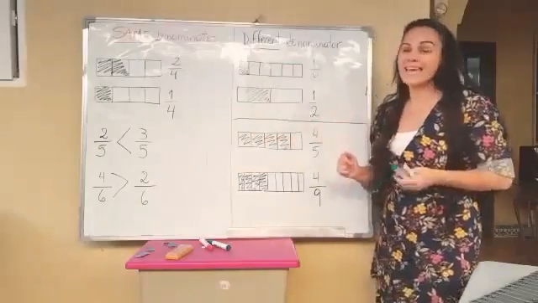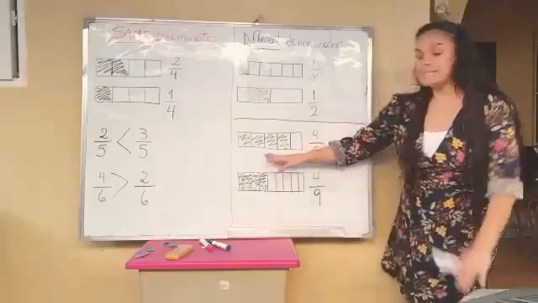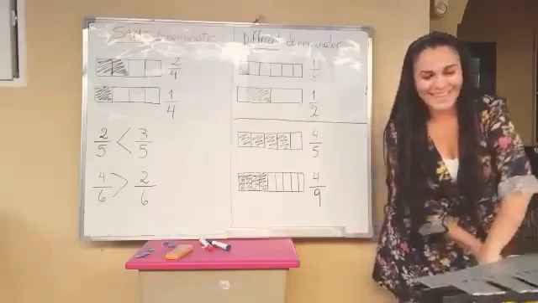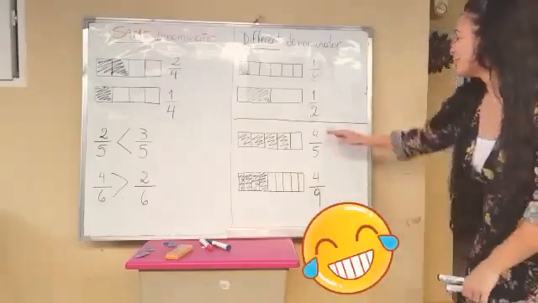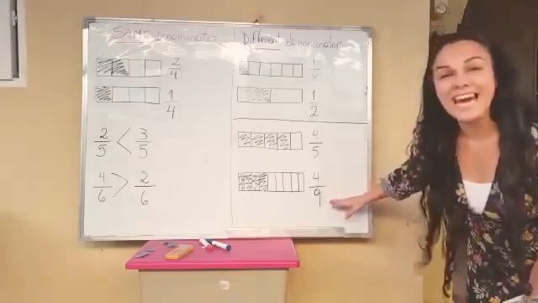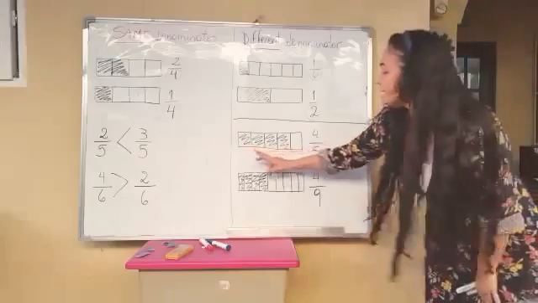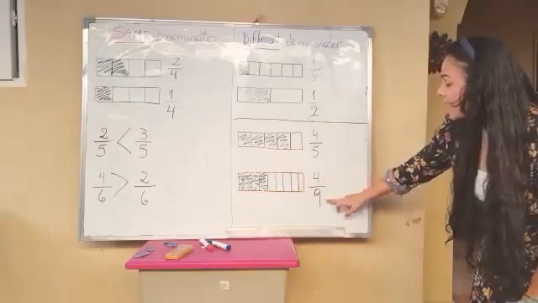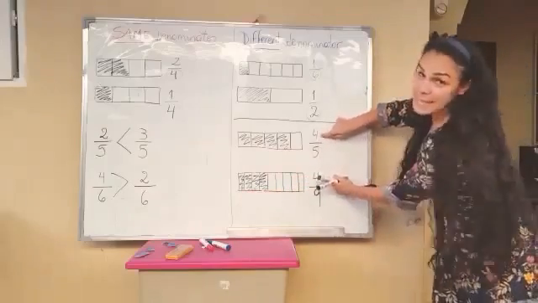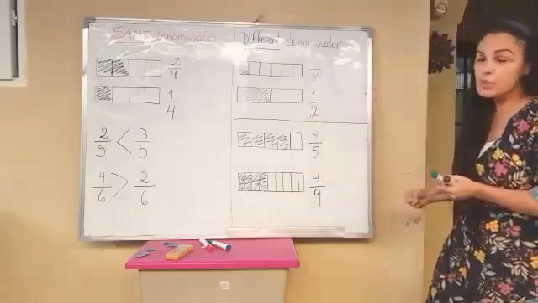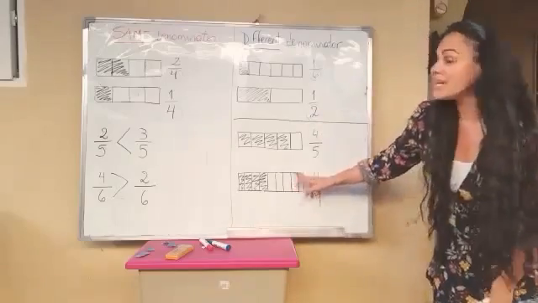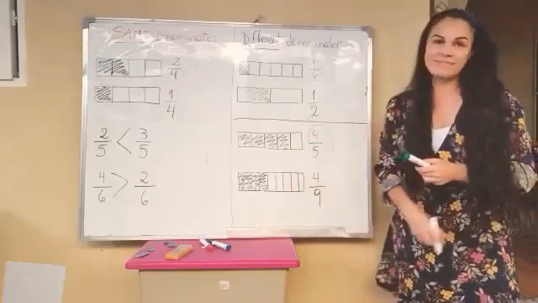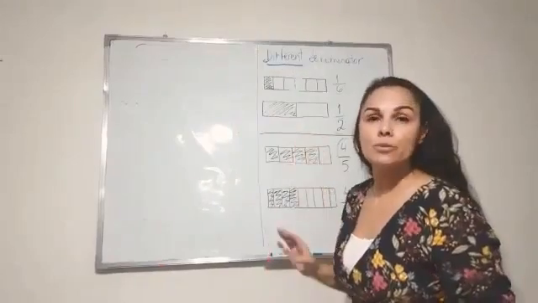So that's why, in this case, 4/5 and 4/9. Here you have 1, 2, 3, 4, 1, 2, 3, 4. But even though they are the same amount of pieces that you took, these pieces are smaller than these. That's why this one is greater. Comparing fractions with different denominators.